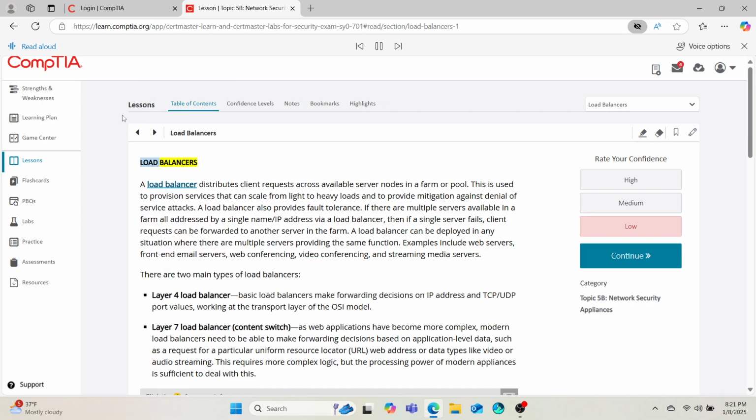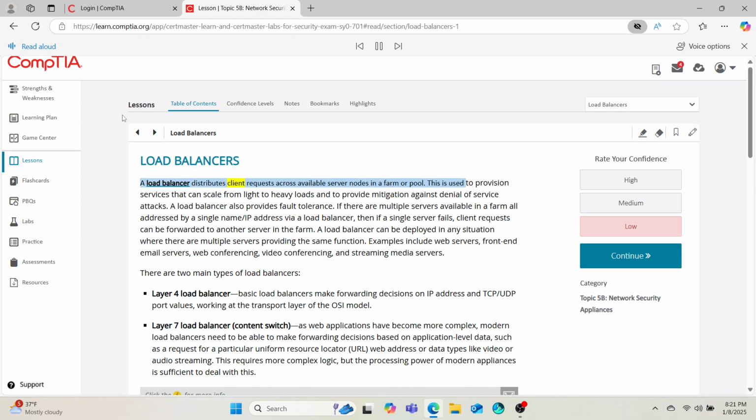Load balancers. A load balancer distributes client requests across available server nodes in a farm or pool. This is used to provision services that can scale from light to heavy loads and to provide mitigation against denial of service attacks. A load balancer also provides fault tolerance.